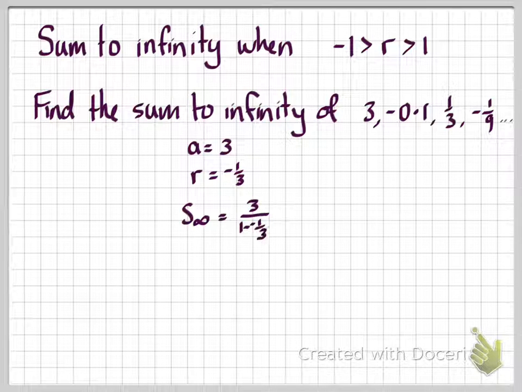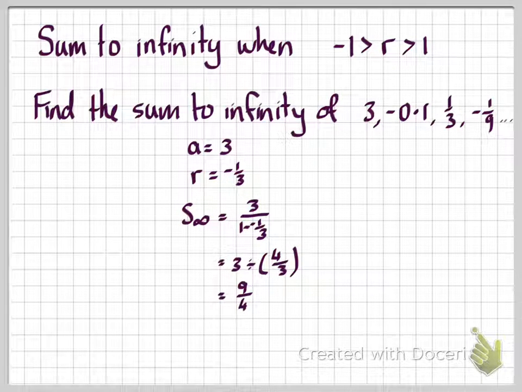So we put in our sum to infinity formula, a over 1 minus r. Now there's a double negative there because there's negative 1/3 for the ratio. So 1 plus a third is 4 over 3. So 3 divided by 4 over 3 is 9 over 4, or 2 1/4. Now do that on your calculator if you're a bit confused with those calculations.